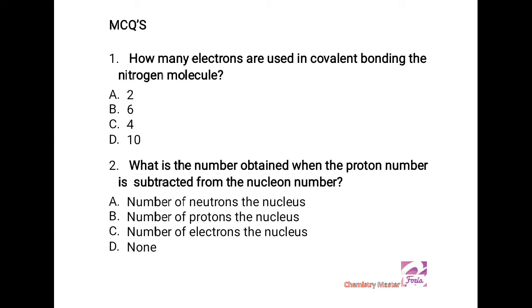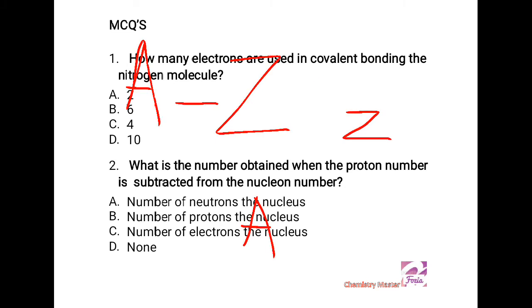The proton number is the atomic number and the nucleon number is the mass number. And when we subtract the proton number from the mass number, we simply get the number of neutrons. So select the correct answer.